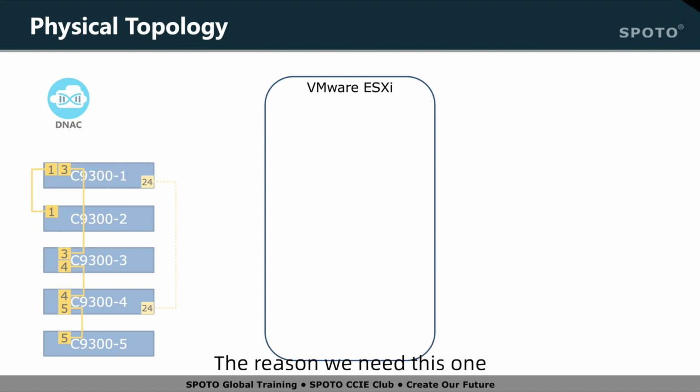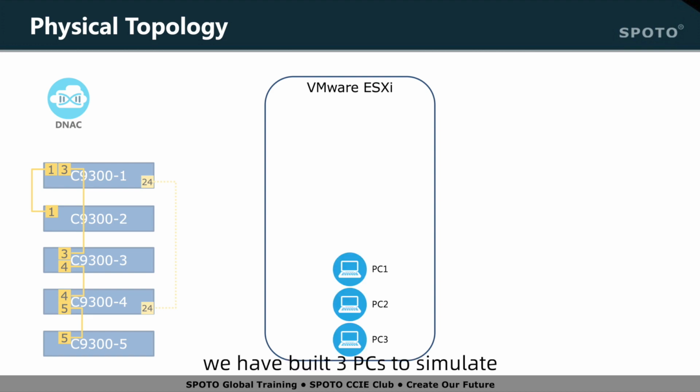The reason we need this one is because in this lab, we need to create some resources to simulate the situation of bringing users on board. Testing the user privilege is not just carrying out a ping test. We need to test the policy as well, and authentication as well. Therefore, a ping test alone cannot fully simulate this. We have built 3 PCs to simulate bringing users on board, and the authentication type we implemented here is 802.1x.